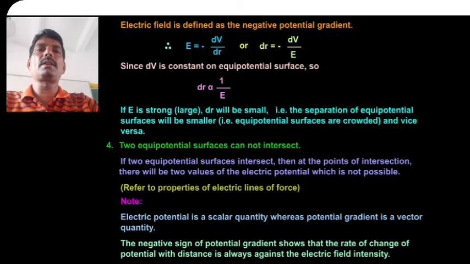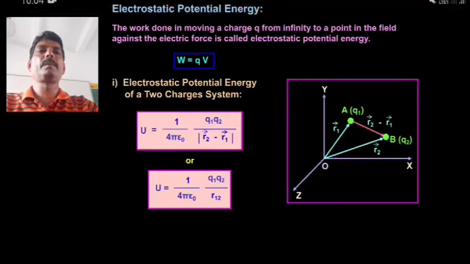Two equipotential surfaces cannot intersect. Same concept as for the electric field lines also. We have mentioned that electric field lines never cross each other, because at that particular point you would get two directions. Similarly here, if two equipotential surfaces intersect, then at the point of intersection there will be two values of electric potential, and two values of electric potential at one particular point is not possible. So, you can say that two equipotential surfaces cannot intersect.